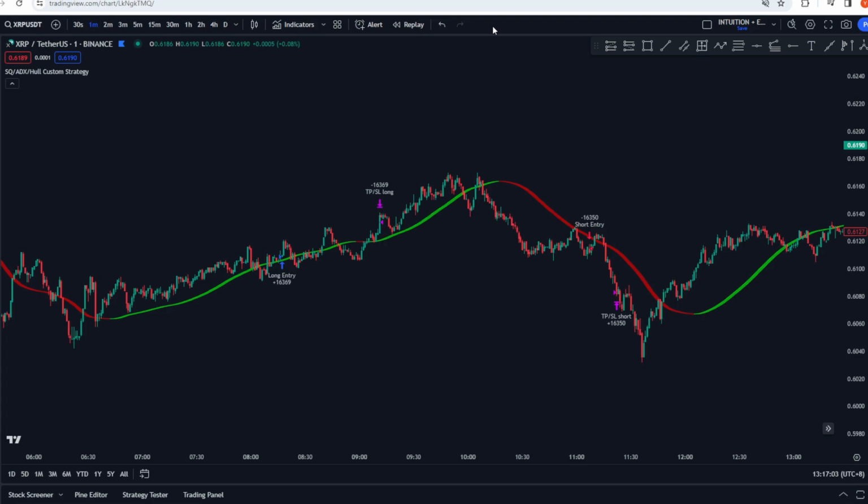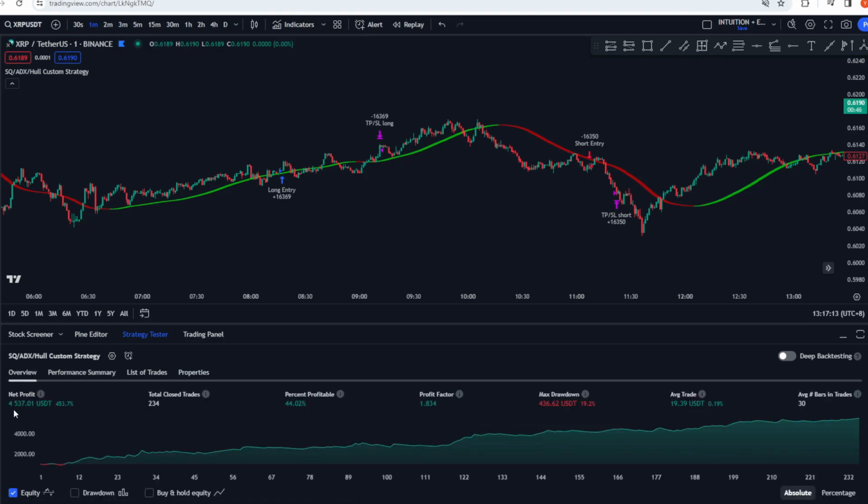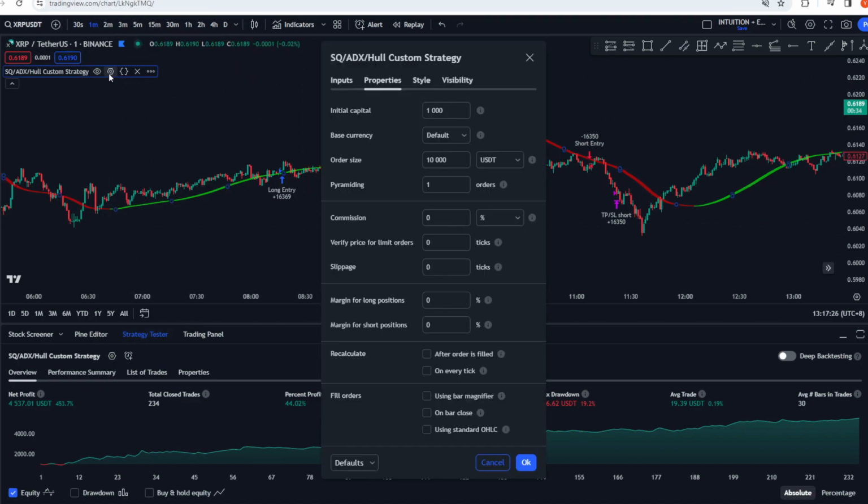In this video I'm going to be showing this custom indicator strategy that makes use of the house sweep, squeeze momentum and ADX DI indicator to give you this wonderful strategy that was able to make $4,500 in the span of about 3 weeks, and you only need a $1,000 account. This will be using the XRP 1 minute chart. So before anything, let's dive straight into this.